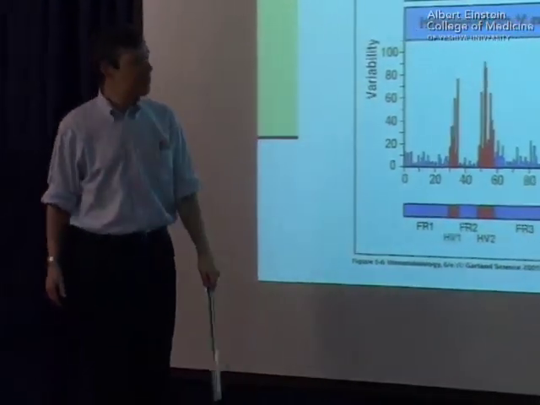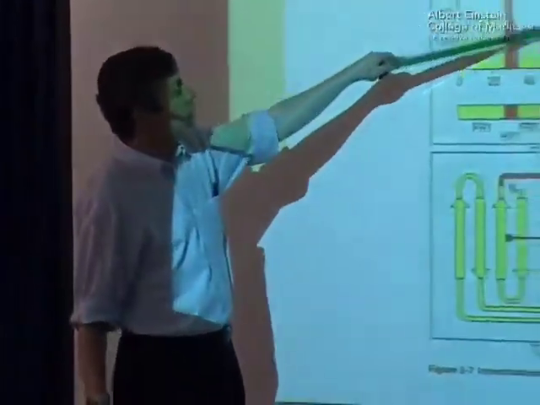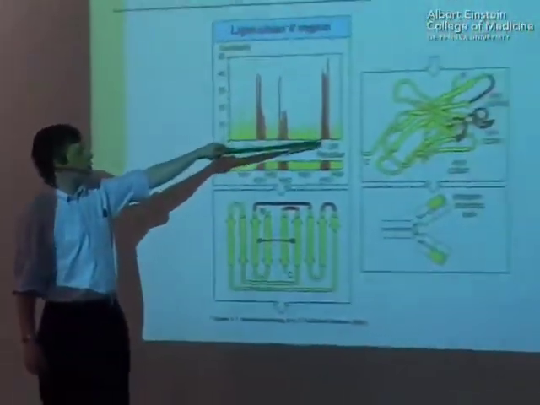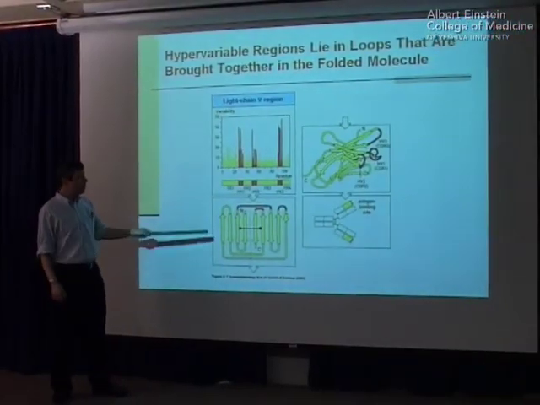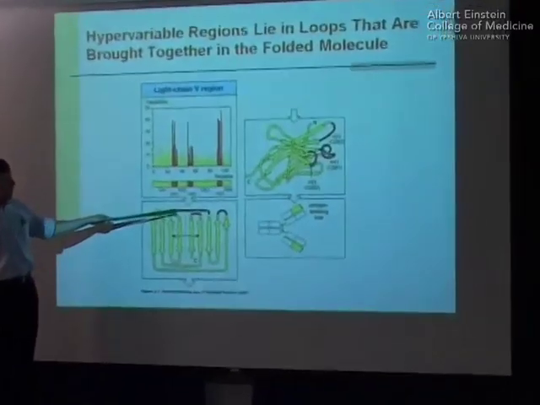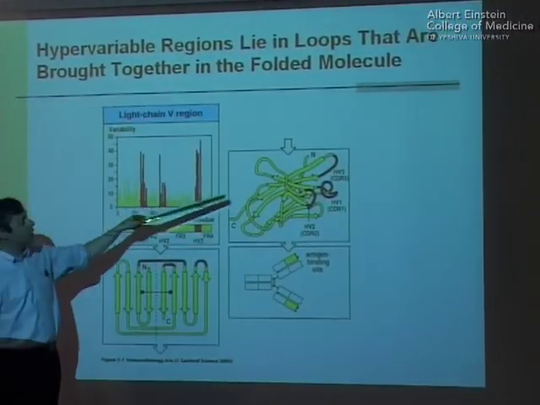And this turns out to be where the immunoglobulin binds antigen. Because what happens here is that even though these hotspots look like they're at different locations in the gene, which they actually are, now when the protein is made, the protein gets folded, and the folded protein brings these 3 regions all together.